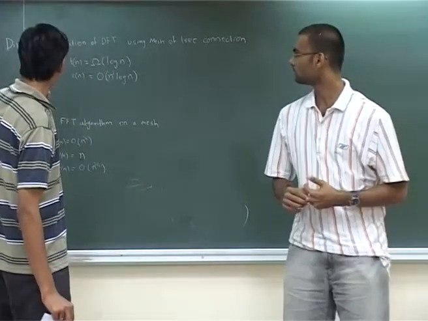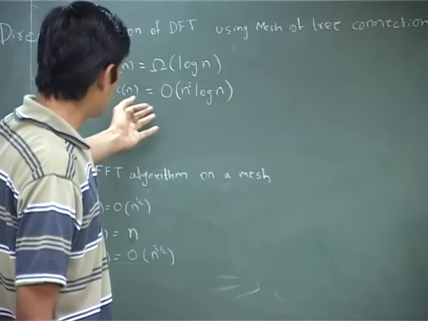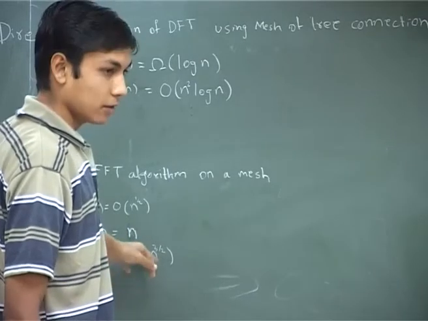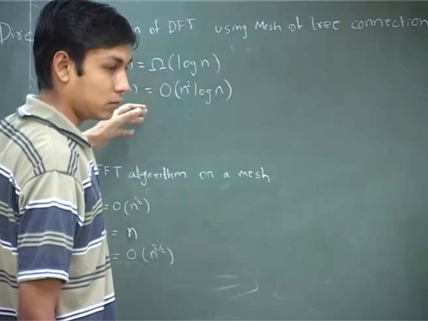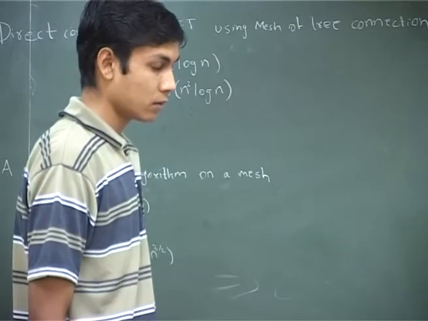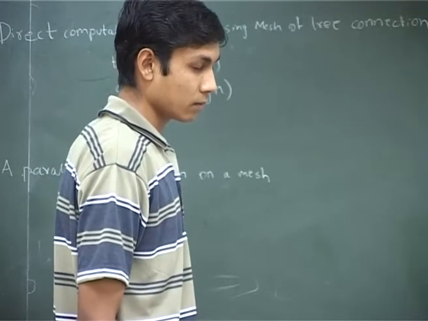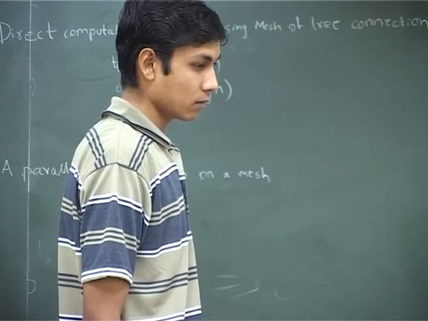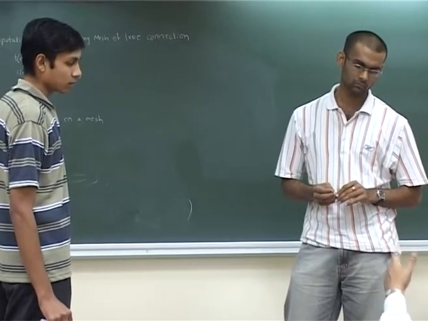Sir, DFT using mesh of tree connection takes order of log n time, but its cost is too much. So FFT on a mesh has a cost much less than this. So we are trying to add a few connections only, not the whole. Why mesh? Mesh has four connections, right? Think about the hexagonal, hexa connection also. There will be six connections, no problem. A constant number of connections is not a problem. But by adding the constant number, you must be able to achieve a better solution, right?